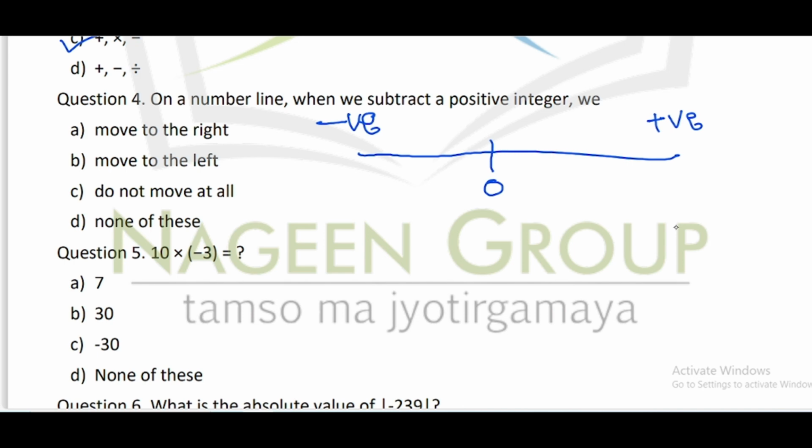Let's see, on a number line, when we subtract a positive integer, we move to. If we subtract a positive integer, 4 and 3, both are positives. If we subtract the positive integers, then we move to the left side of the given number. Then the right answer is move to the left.